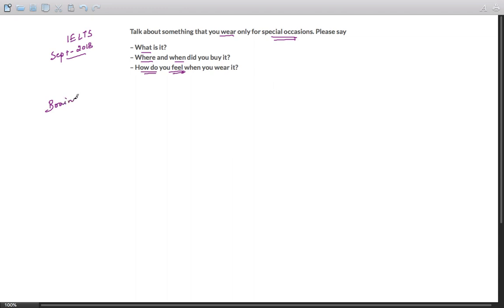Remember that you have to invest the 1 minute very wisely. So once you're brainstorming, quickly jot down the points related to this topic. So you have just 1 minute, and you have to use it very wisely.